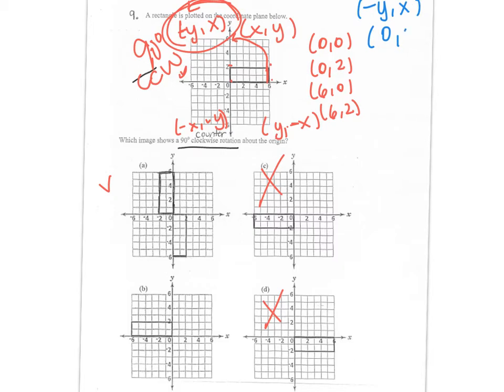(0, 0) is not going to change because 0 is just 0. But when I do this one, I flip my numbers and change the sign of the first. So that becomes (-2, 0). This one, I'm going to flip my numbers. I can't change the sign of 0. It's just going to stay 0. And this one, I'm going to flip my numbers and change the sign of that 2, so it becomes negative 2. If I were to go plot those numbers, I'm going to end up with (0, 0) right here, (-2, 0), so about right here, (0, 6), and (-2, 6).